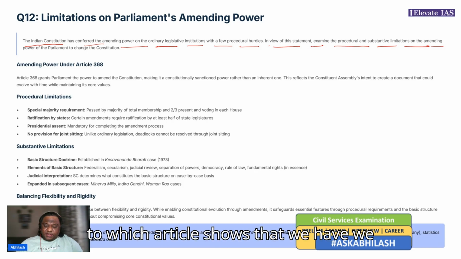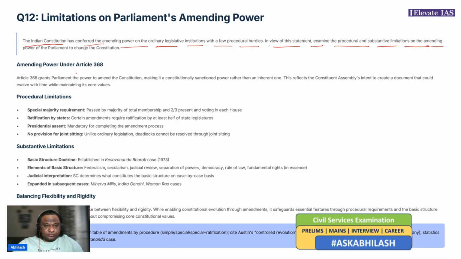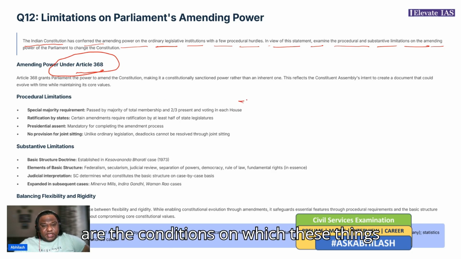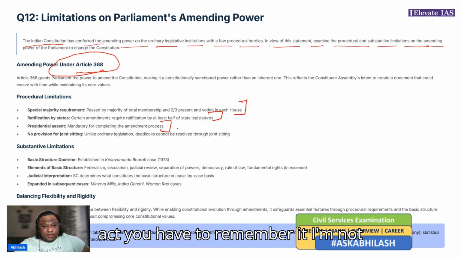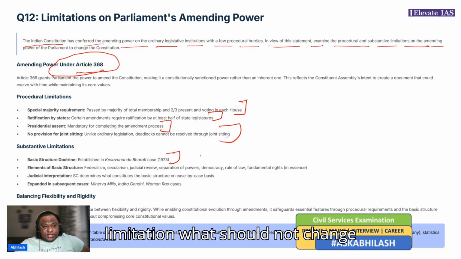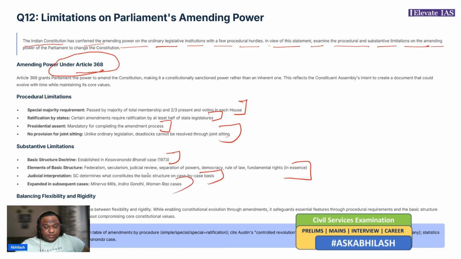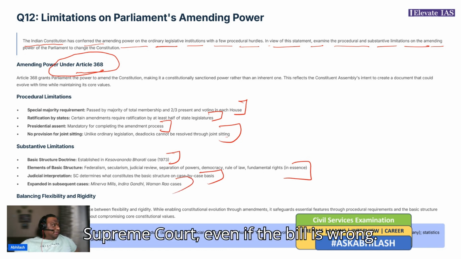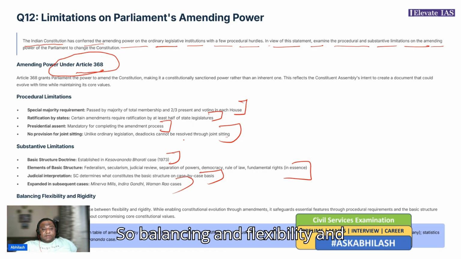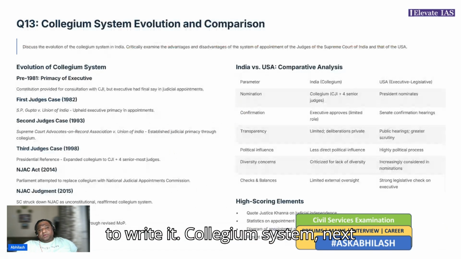Which article shows that we have a flexible constitution? Article 368. What are the procedural conditions? See, these are the conditions on which these things act. You have to remember it; I'm not reading it out. And what are the limitations? What should not change, or it will get struck down by the Supreme Court, even if the bill is passed. So balancing flexibility and rigidity. This is a very standard question which has come, and I feel everybody should be able to write it.